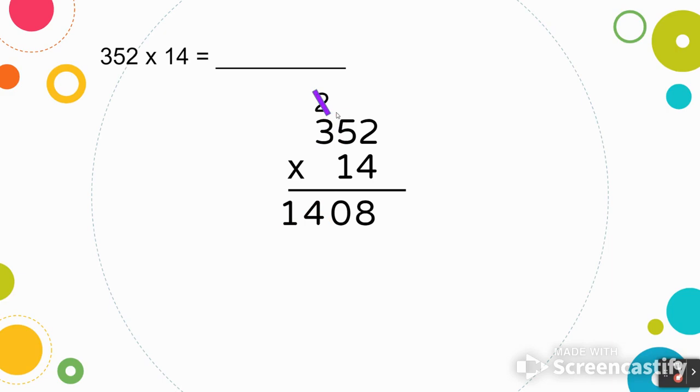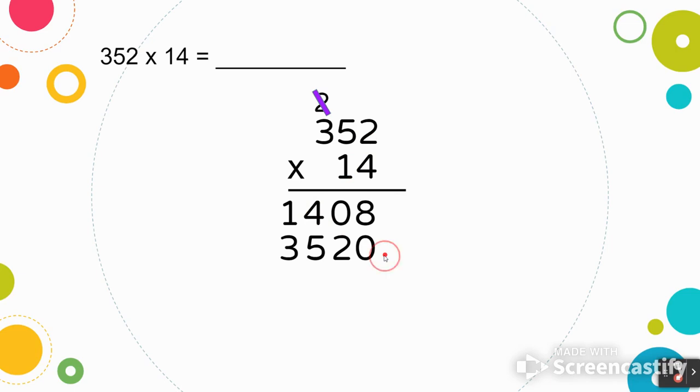Now that we've multiplied 352 times 4 to get 1,408, we're going to multiply 352 times 10 since the 1 is in the tens place. So in order to do that, we need to place a 0 down here in the ones place so that our answer starts in the tens place. 1 times 2 is 2. 1 times 5 is 5. And 1 times 3 is 3. So 352 times 10 is equal to 3,520.